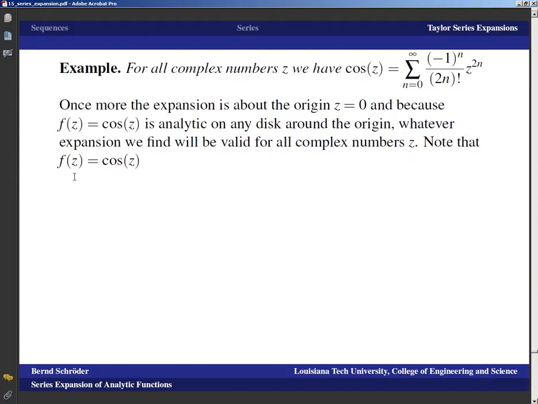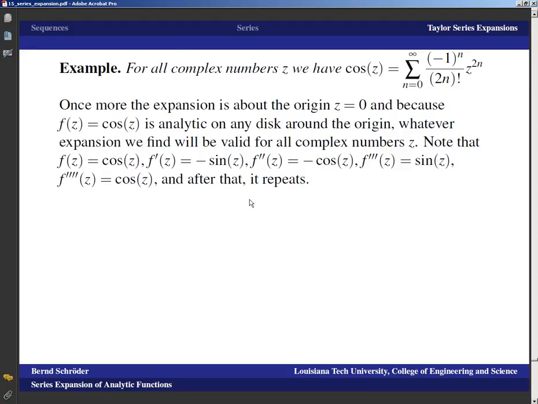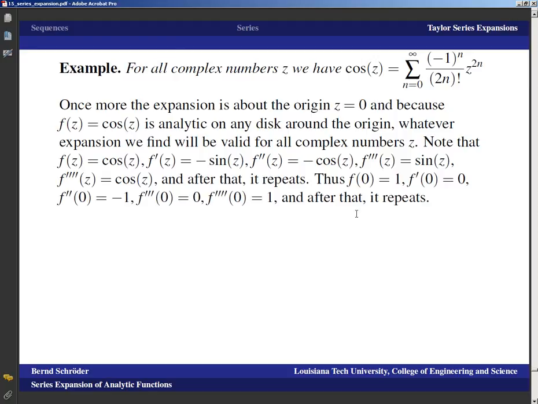And so now we note that if f of z is cosine z, f prime of z is negative sine z, f double prime is negative cosine z, f triple prime is sine z, f quadruple prime is cosine z, and after that it repeats, which means f of 0 is 1, f prime of 0 is 0, f double prime of 0 is negative 1, f triple prime of 0 is 0, just using the values of the sine and cosine, f quadruple prime of 0 is 1, and after that it repeats.